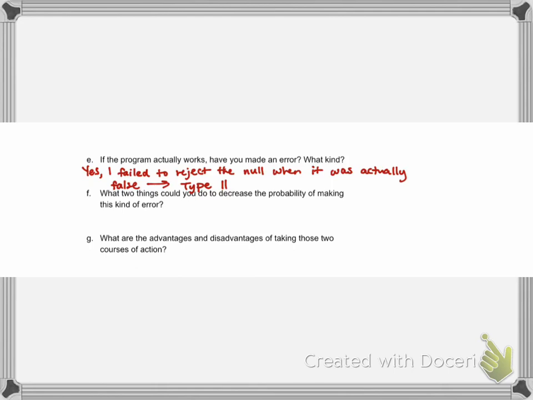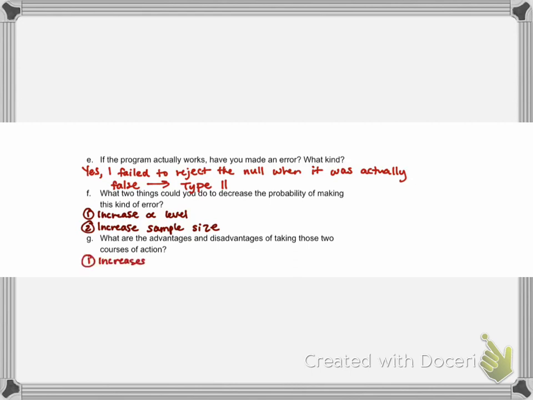Okay? There's two things you can do to reduce the probability of making this kind of error. Number one, that type of error happens when I fail to reject the null. And so if I reject more often, I'm going to make fewer type 2 errors. So I could raise the alpha level, and then I'll reject more often. The second thing I can always do to decrease my probability of making both types of errors is to increase my sample size. But there are some advantages and disadvantages to both of those things.